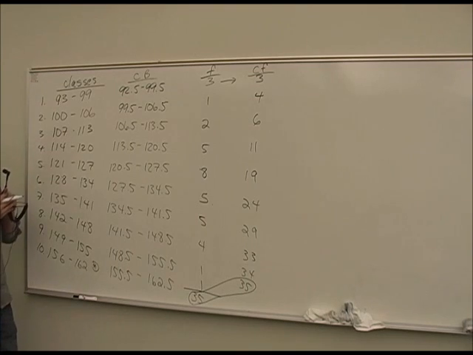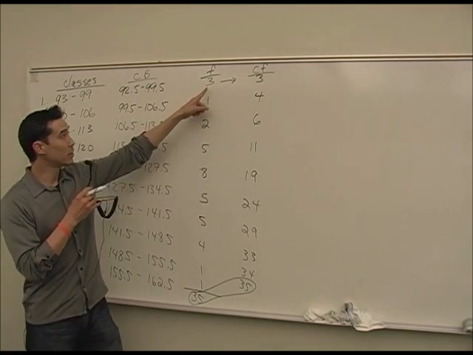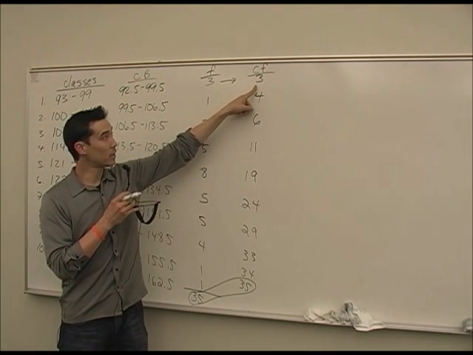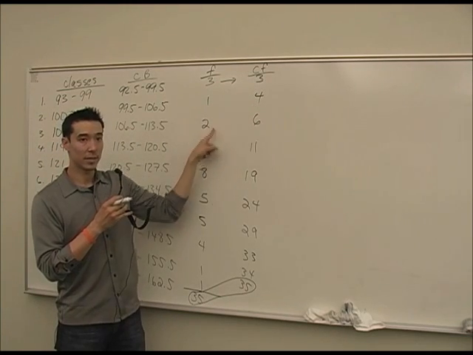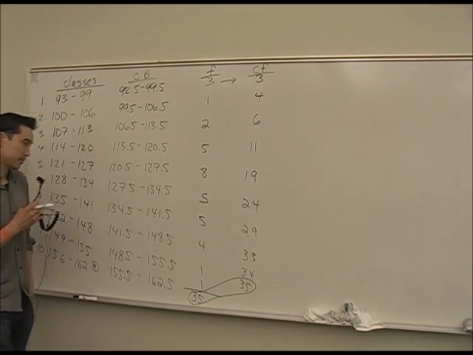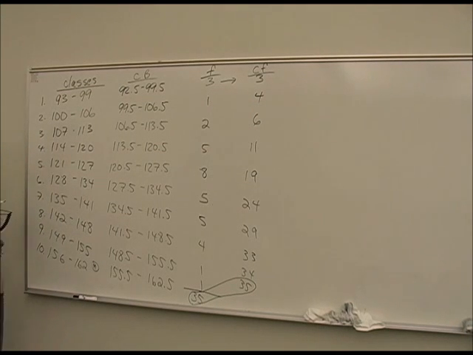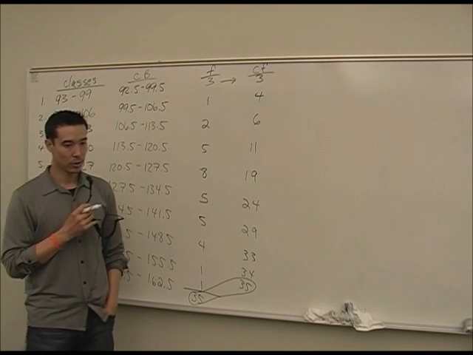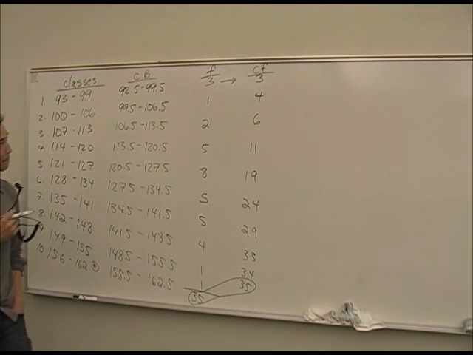Okay? So again, just a quick repeat of what happened. You bring the first number over, and then you just add the next frequency. And just keep adding, keep adding. It's a running sum. Okay? What did CF stand for again? Cumulative frequency. Yeah. Cumulative. Okay?